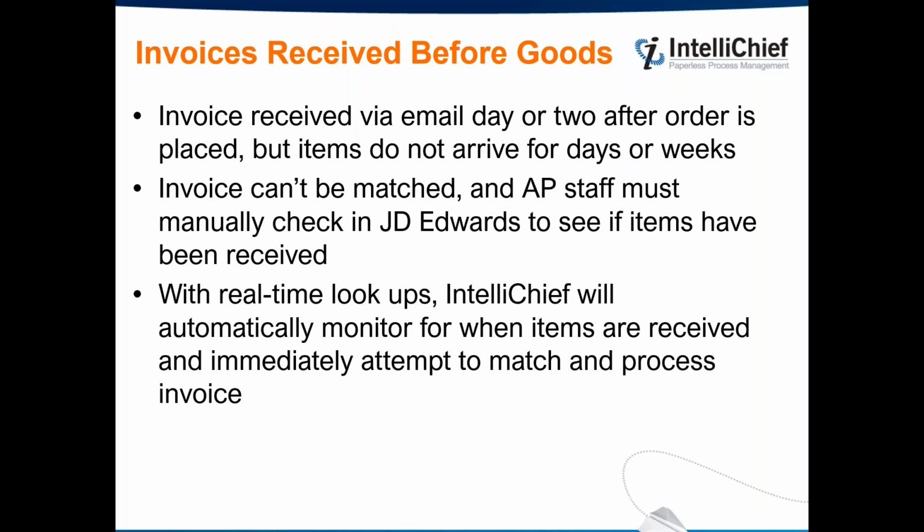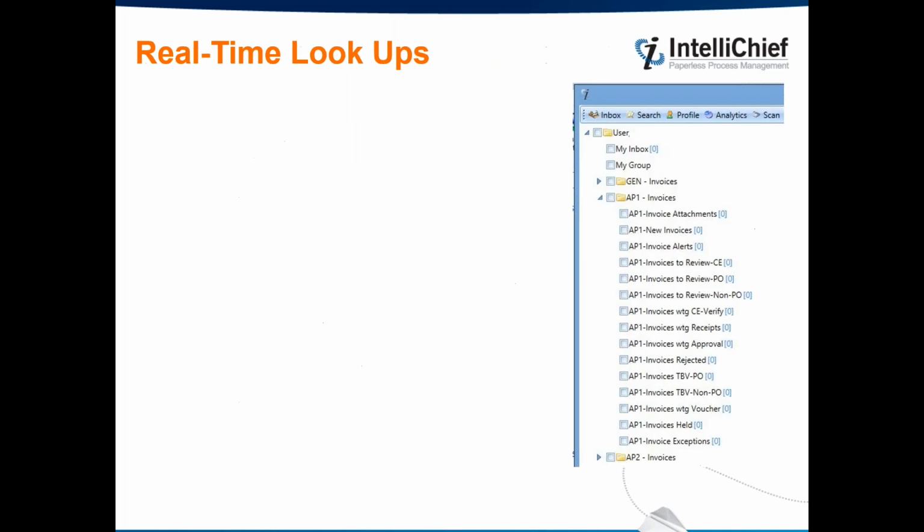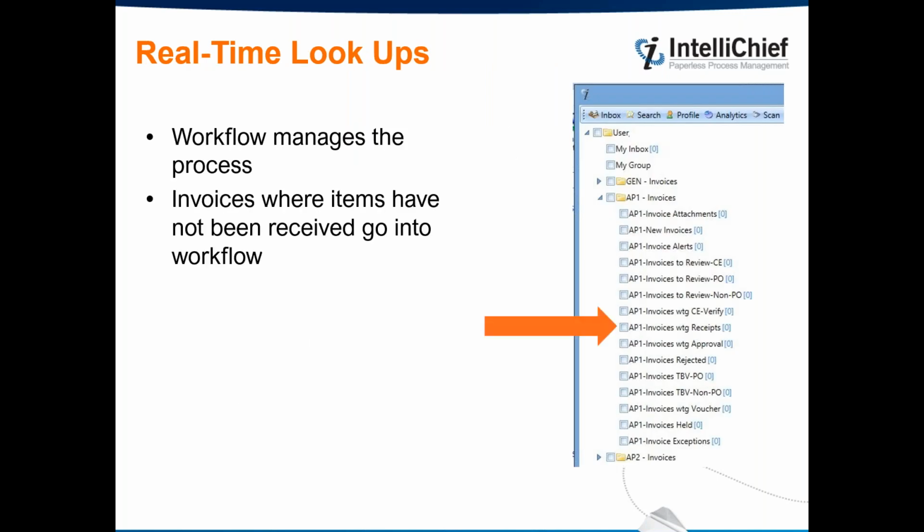But with IntelliChief, if you think back to those real-time lookups that I mentioned earlier, IntelliChief is going to monitor for when those items are received, and then at that point, attempt to perform the match and process the invoice. So you don't have to manage that manually at all. Within workflow, invoices that come in when there are no receipts will be placed into inboxes called invoices waiting receipts, right? So they'll sit there, and you'll have visibility. How many are there? How long have they been there?